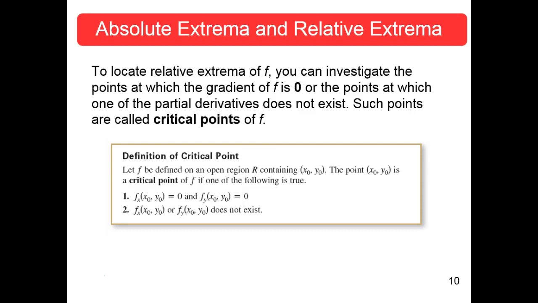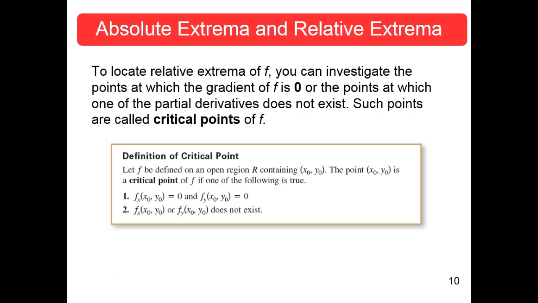All right. To locate relative extrema of f, you can investigate the points at which the gradient of f is 0. Because if the gradient of f is 0, the 0 vector, that means nothing. Now this, remember, is on a two-dimensional curve. The z is the third dimension, so your gradient of f would be 0. So in other words, you're at the peak, you can't go any higher in any direction, so your gradient is 0. Or the points at which one of the partial derivatives doesn't exist. Ooh, okay. That could also give you a max or a min, okay, the extreme values.